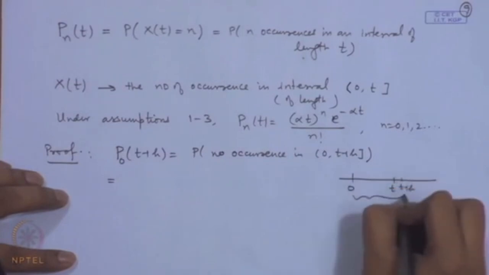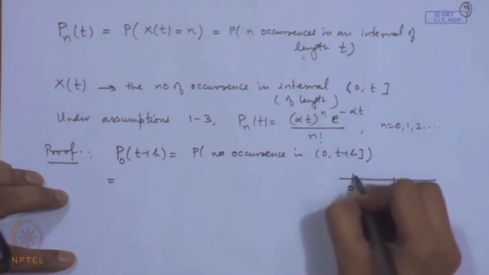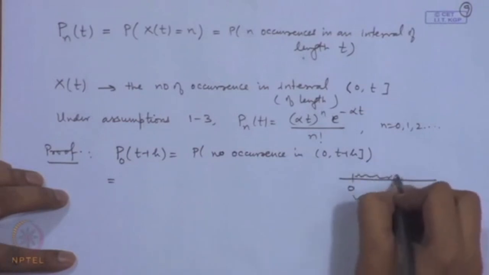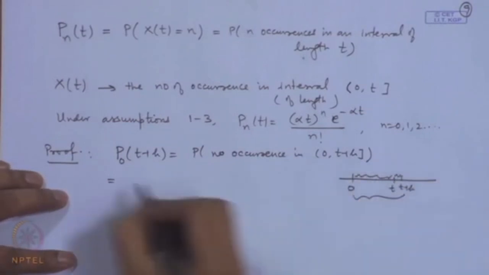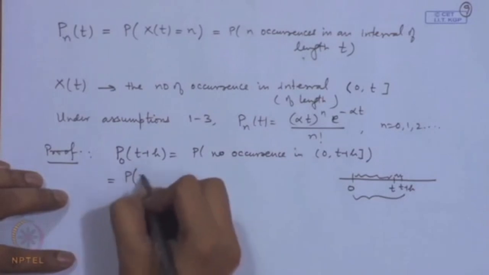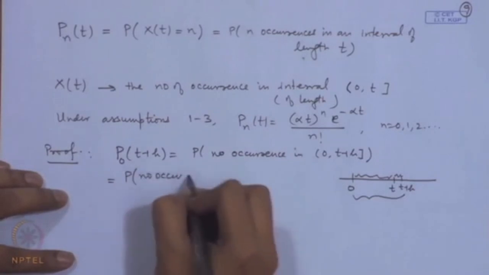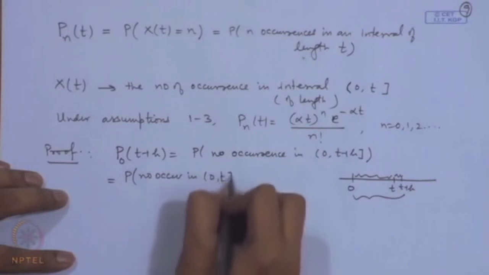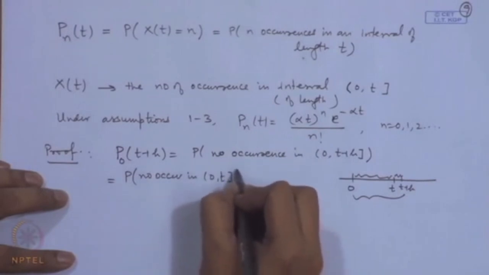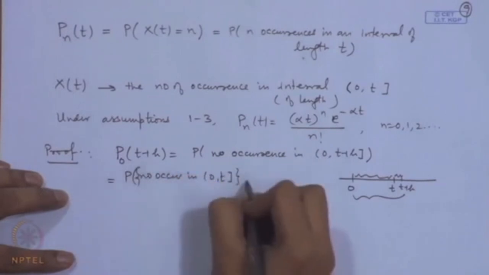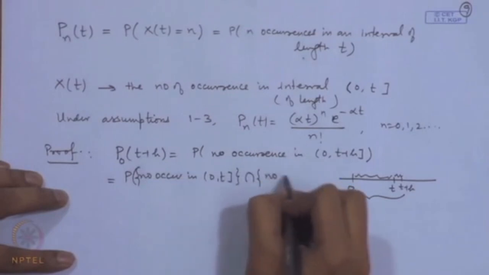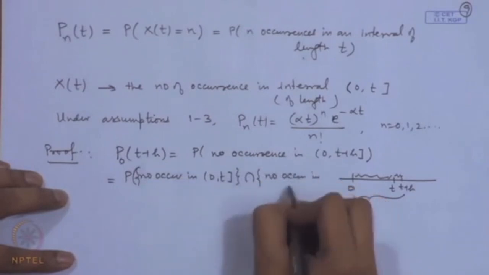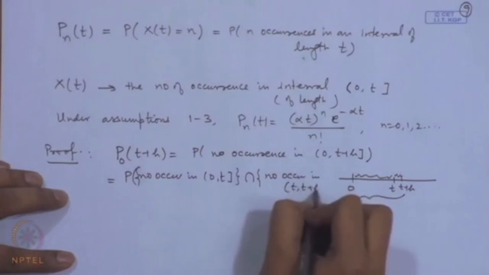If I say that there is no occurrence in 0 to t plus h, this means that there is no occurrence in 0 to t and there is no occurrence in t to t plus h. That means, we can write it as the event no occurrence in 0 to t, intersection no occurrence in t to t plus h.